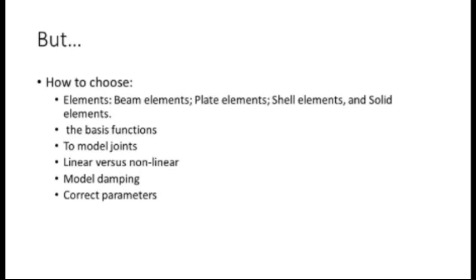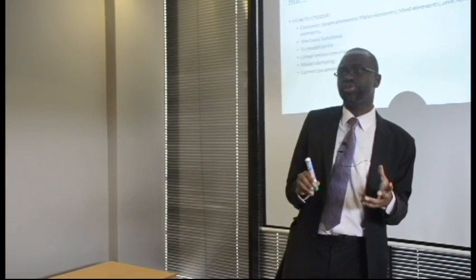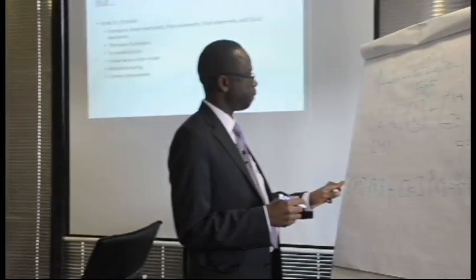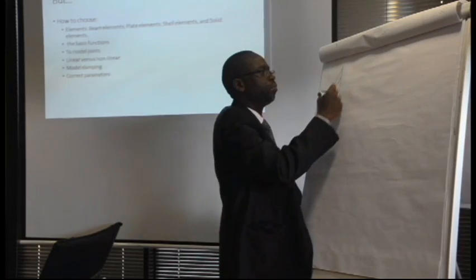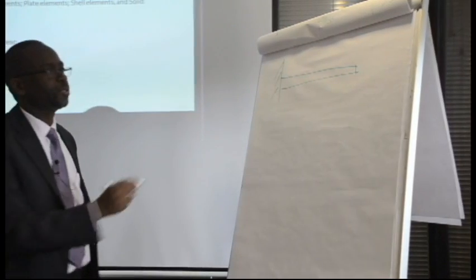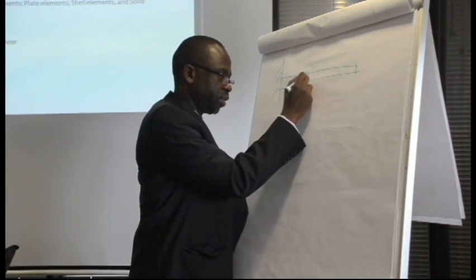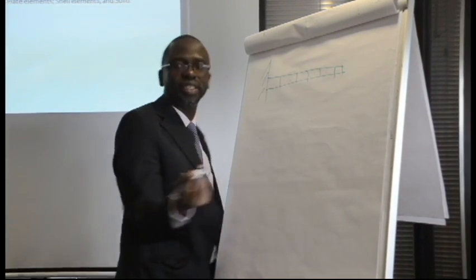Now, while you are taking a structure and dividing it into small pieces so that you can analyze it, there are certain things that you need to choose. One, the elements. We talked about the elements. So let's suppose you have a simple structure, just a beam. You divide it into elements, and the elements probably will look like this. So you have 6 elements.